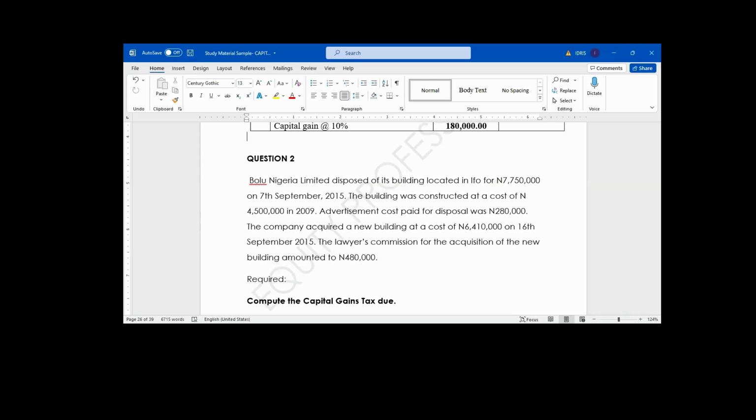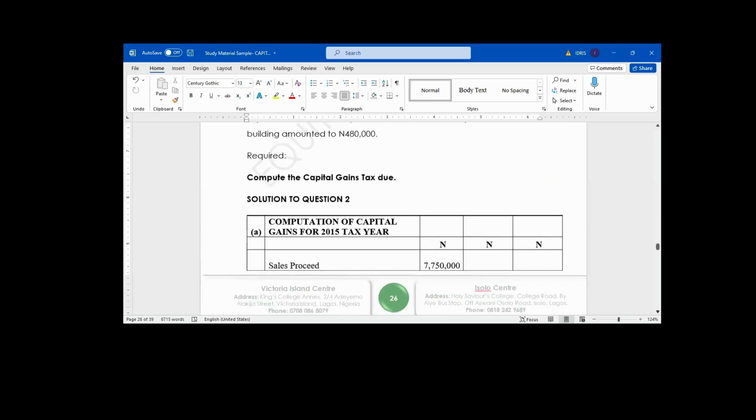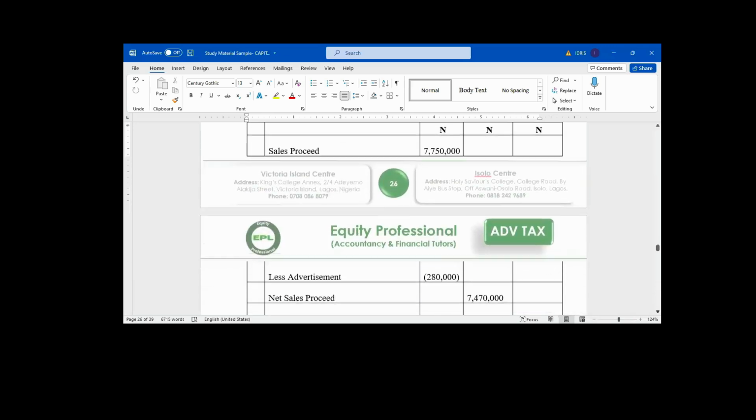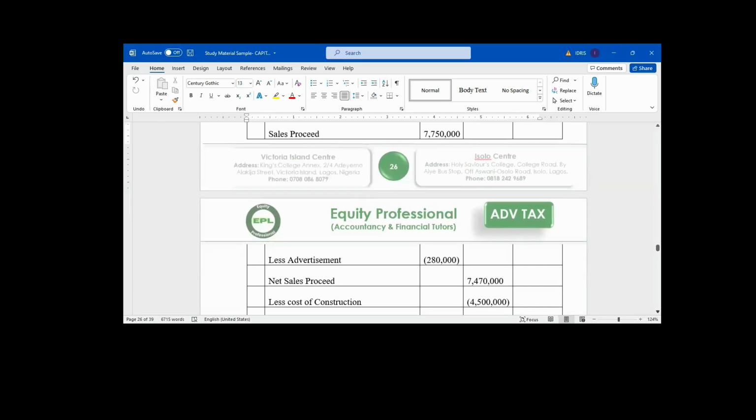You need to calculate the capital gain first on that old asset. Sales proceed is 7,750,000, less advertisement cost from the sales proceed. You are going to get what? Net sales proceed. Our net sales proceed is 7,470,000.